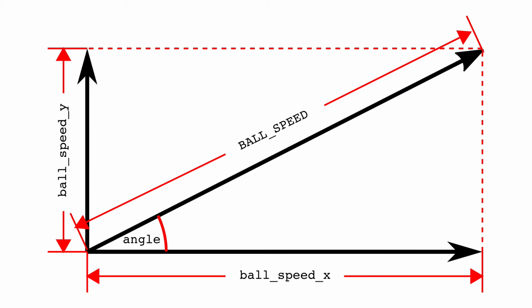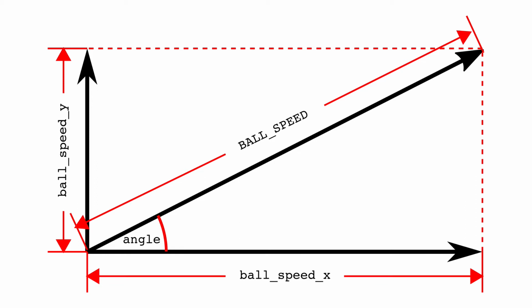Moving the ball at an angle requires a bit of trigonometry and vector math. If the ball travels at an angle, let's say about 30 degrees with respect to the x-axis, and has a speed of ball speed in that direction, which we also call its velocity, speed plus direction, that velocity can be decomposed into a velocity along the x-axis and a velocity along the y-axis, as in this vector diagram.